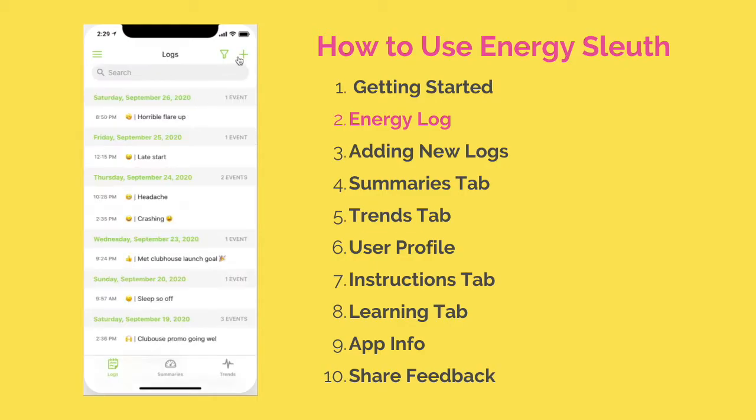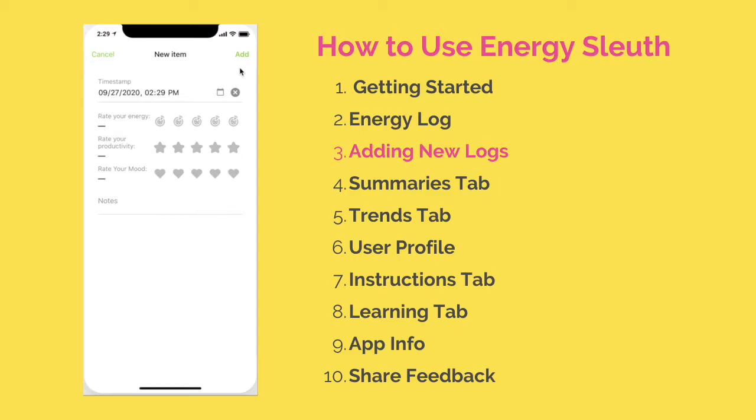And to add a new entry, click the plus button. It will automatically add the current time for you, but if you want to change the time, for example, to create a backdated entry, you can totally do that. Then you are just going to rate your energy, your productivity, and your mood based on a scale of 1 to 5, basically just how good you feel about those. Energy is pizzas, obviously. Productivity is a star because you're being a productive star. And mood is hearts.